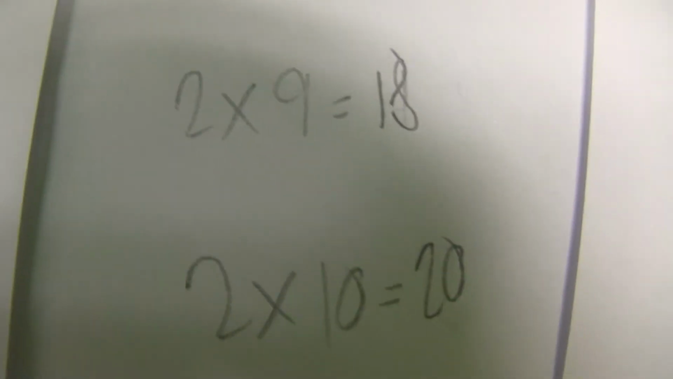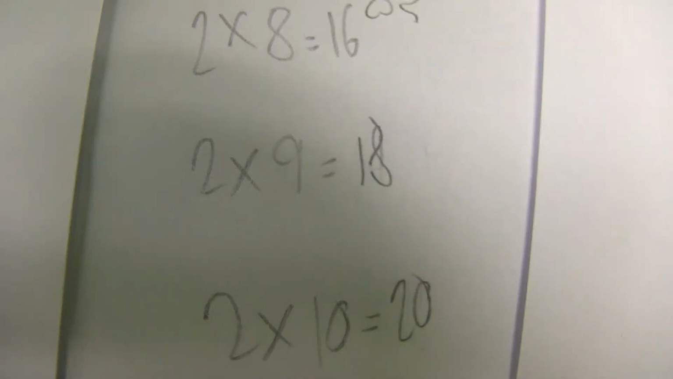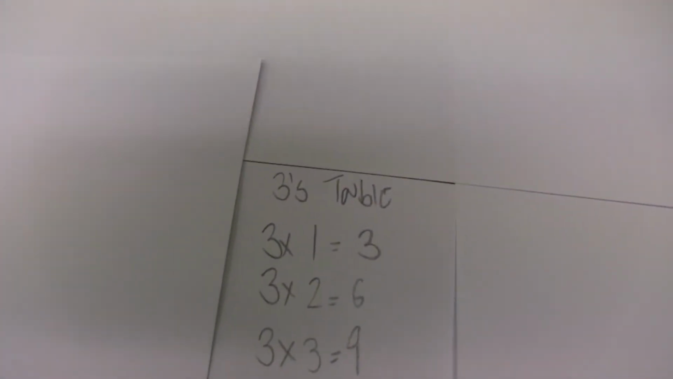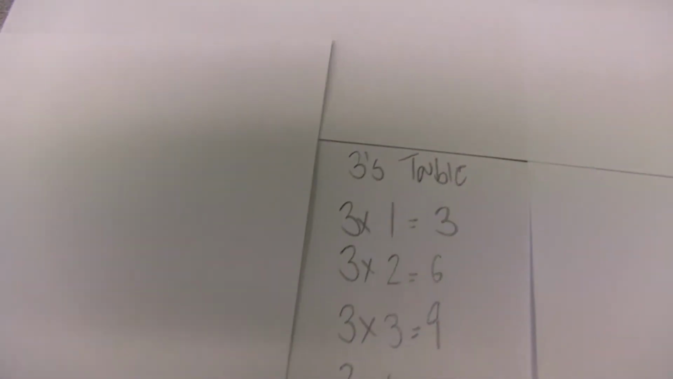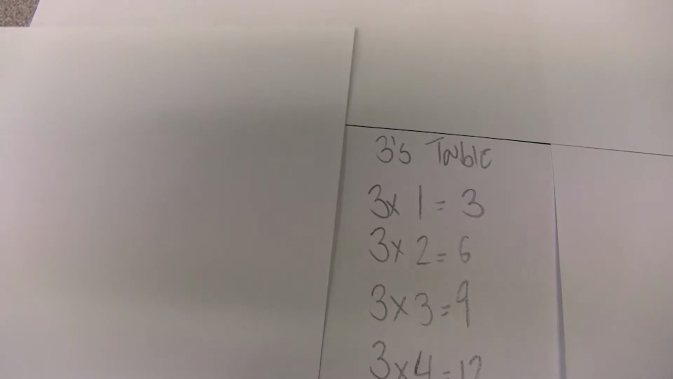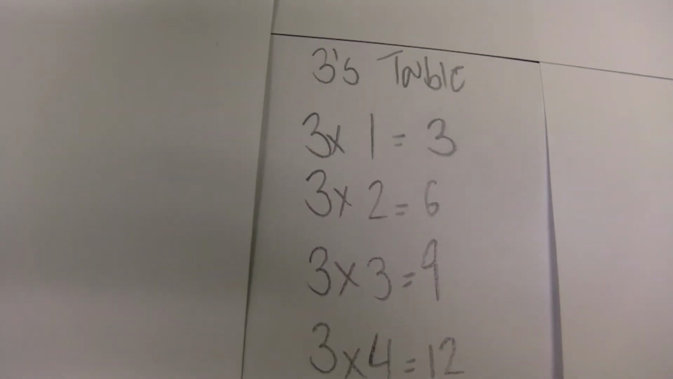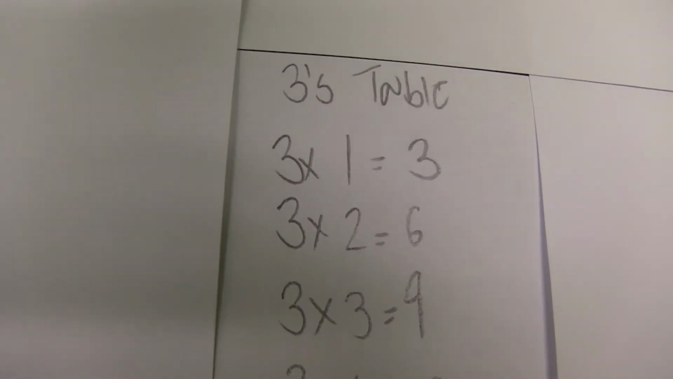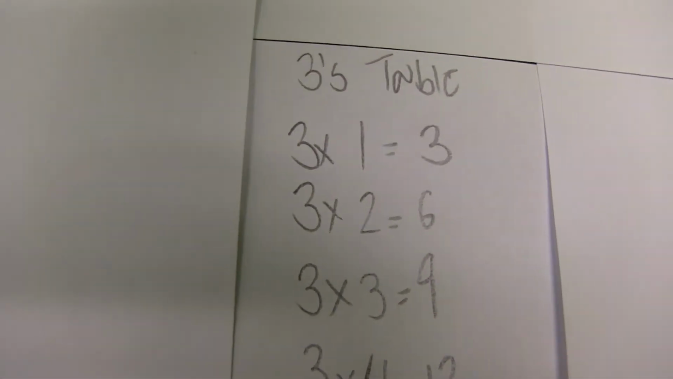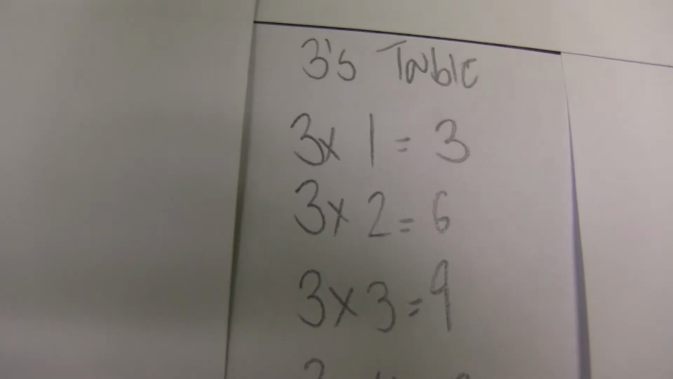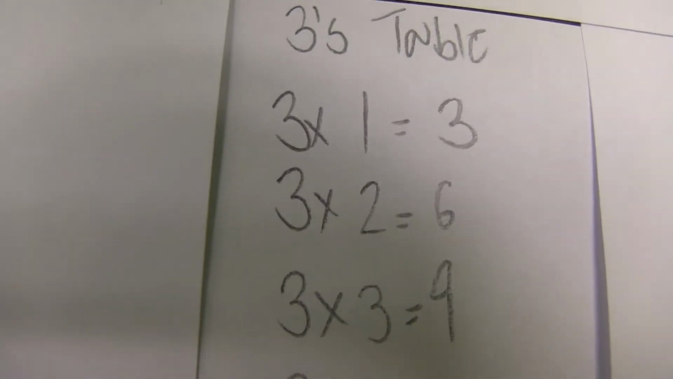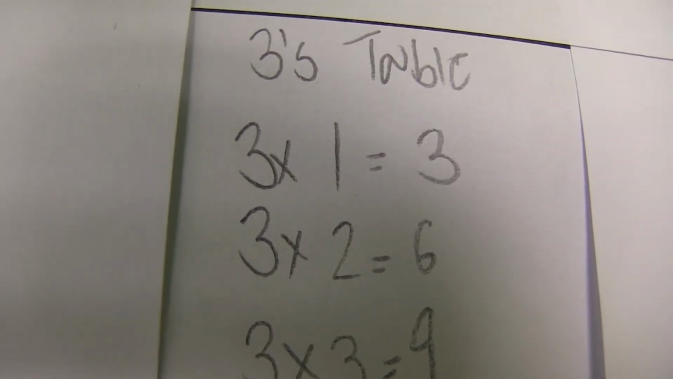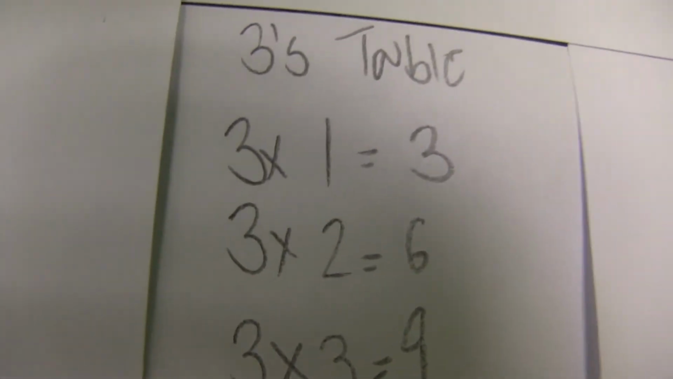Next up, the 3 times table. Let's see how we get it done. Alright, so as we've already learned in the 1 times table, 1 times 3 is 3. And when we learned the 2 times table, we learned that 3 times 2 is just 6, like 3 plus 3.